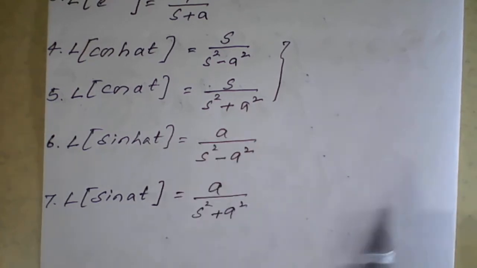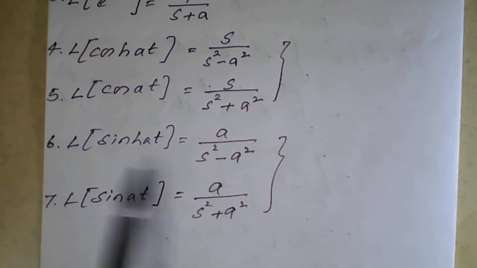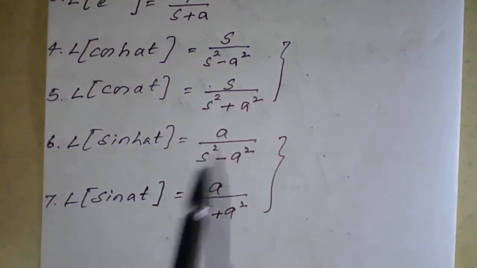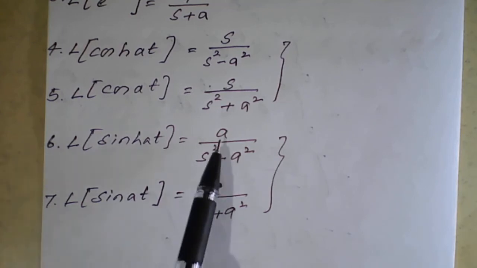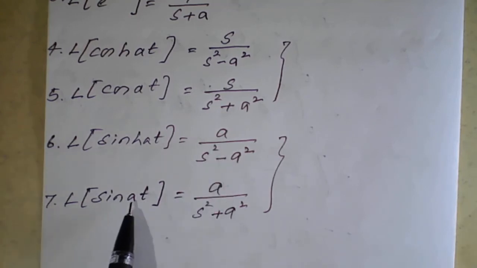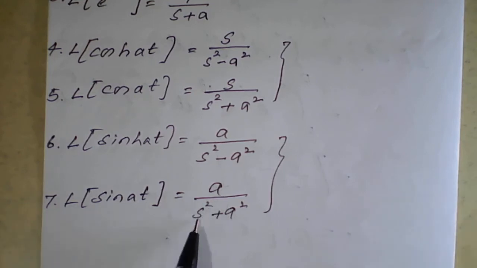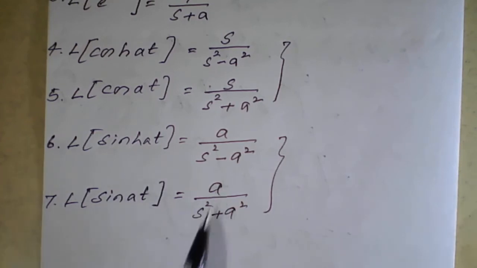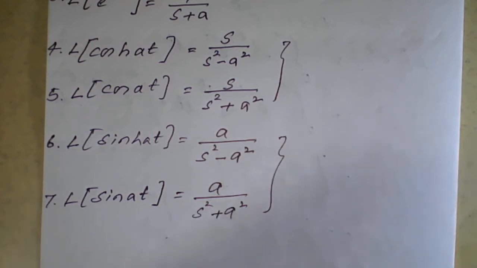So similar to how we did with cos, sine also. Denominators are the same, but if cos is there, the numerator will be s. If sine is there, the numerator will be a. This a is nothing but the coefficient of t. If suppose sine of 2t is there, it will become 2 divided by s square plus 2 square. If it is 3, then 3 divided by s square plus 3 square. If nothing is there, sin t, then 1 divided by s square plus 1 square. So you need to remember these formulas.